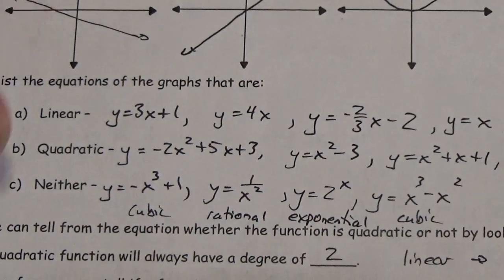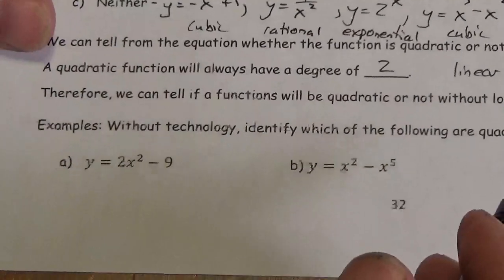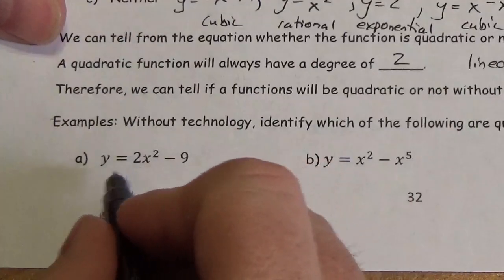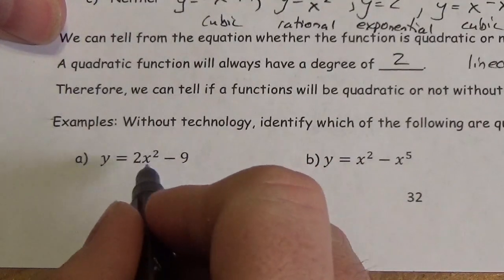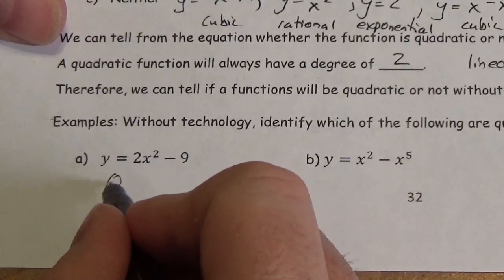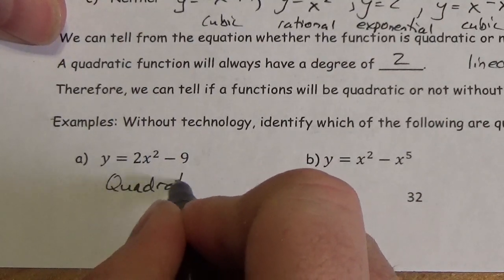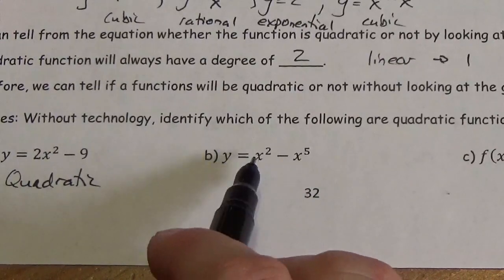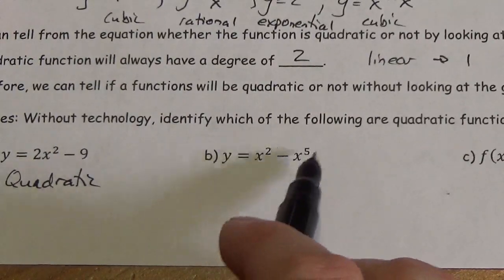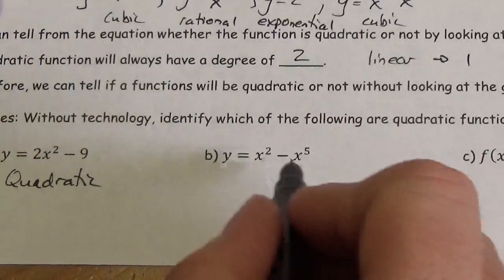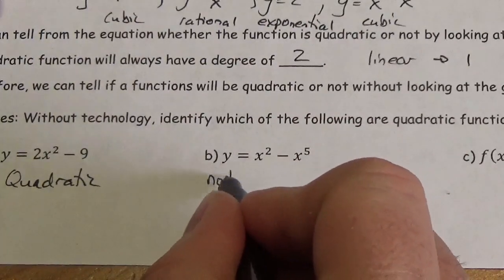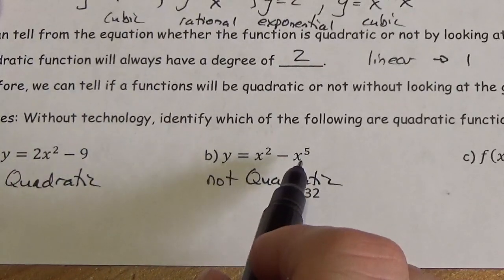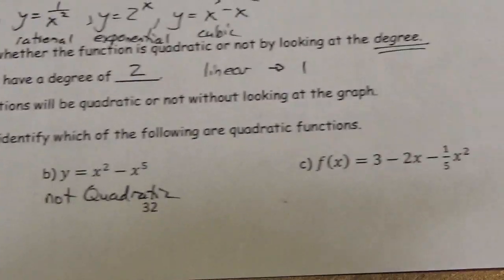So, without graphing, let's take a look at these guys down here. Are these going to be quadratic or not? And this one right here, because the largest degree is 2 on the x here, this is definitely quadratic. Whereas over here, I do have a quadratic term, but I've got this x to the 5th here. This actually makes this one what we call quintic. So this is not quadratic. The dominant term here is the x to the 5th, not the x squared.